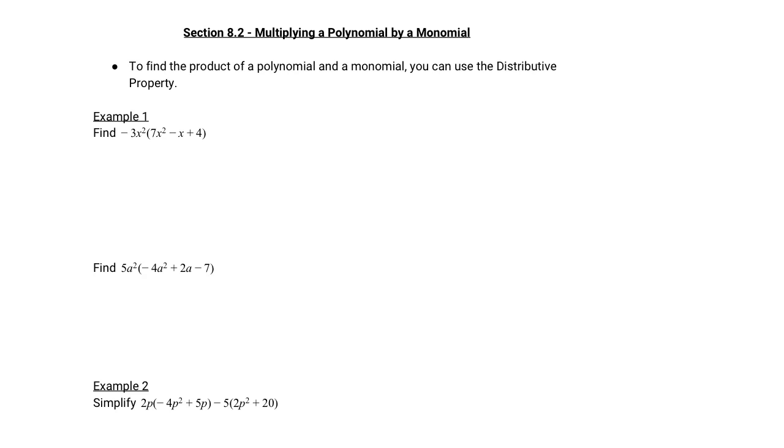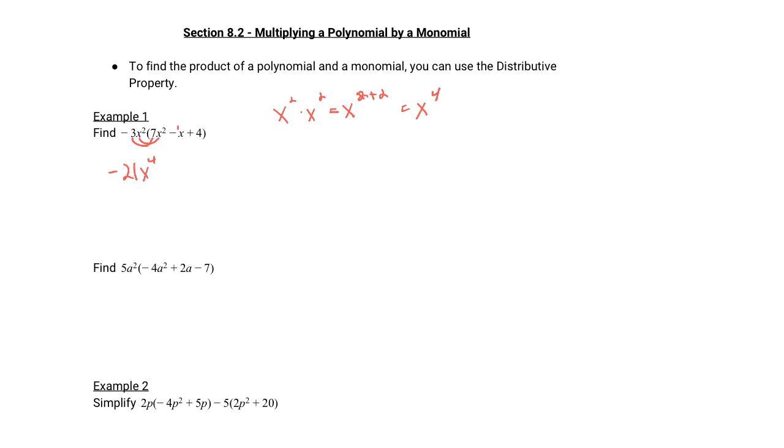So we want to use, like I said, the distributive property. We're going to just multiply the number in front of each coefficient together. So negative 3 times 7 is negative 21. And then we're also going to multiply the variables together. X squared times x squared. If you remember from the rules of exponents, we add those exponents and get x to the fourth. So negative 21 x to the fourth.